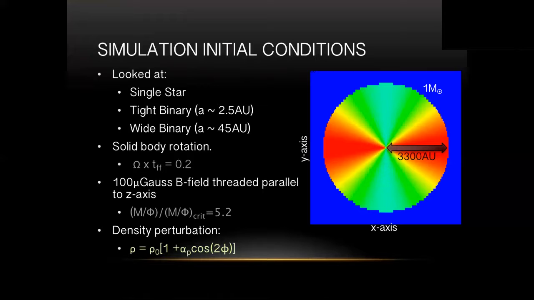Once I have it set up, I just let the cloud collapse and form some stars. But to encourage the formation of some binaries, I impose a density perturbation, described by this equation, where rho naught is the density in the single star case. But the only thing you have to care about is what the resulting density perturbation looks like, which is like this, where you have overdensities at particular angles and underdensities everywhere else. So I let the simulations collapse and form stars.